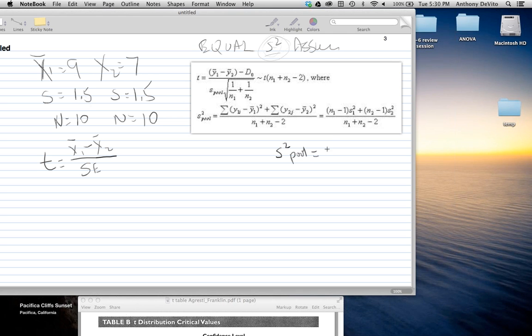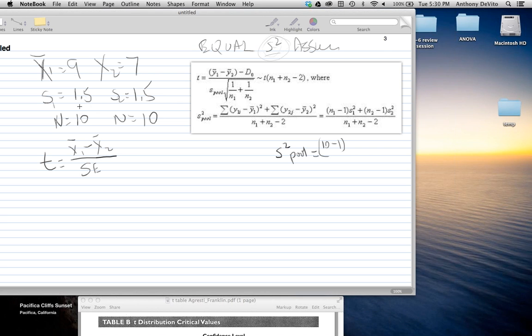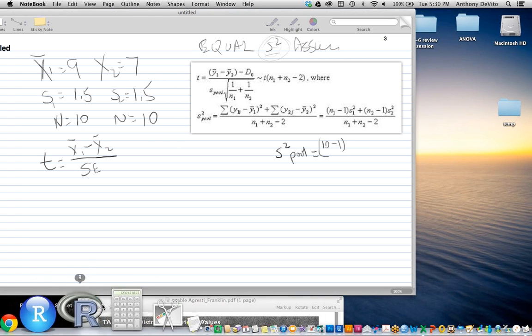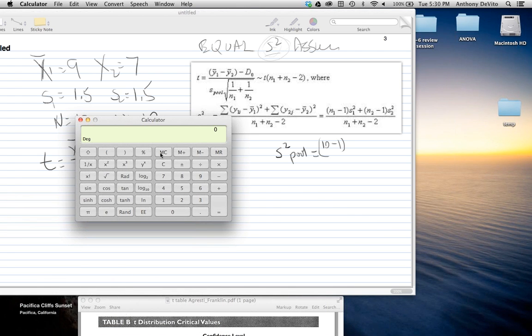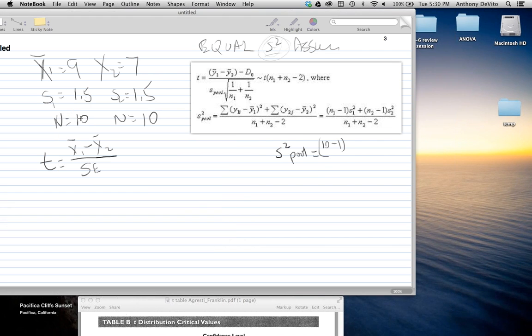That's going to be equal to n1, which is 10, minus 1, times s1 squared. Well, 1.5 squared is 1.5 times 1.5, what, 225? Is that right, 2.25? I'm having brain freeze here. Let me use this. Clear. 1.5 times 1.5 equals 2.25. I had it right. What do you know? 2.25.